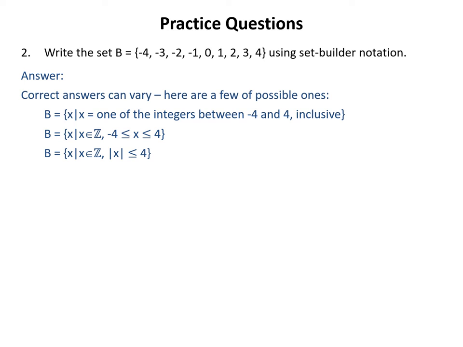Another variation on this is to start out the same way, saying that B is the set of all integers x, but this time, another way of saying that x is between minus 4 and 4 inclusive is to say that the absolute value of x is less than or equal to 4. Three equivalent ways of describing the above set using set builder notation.